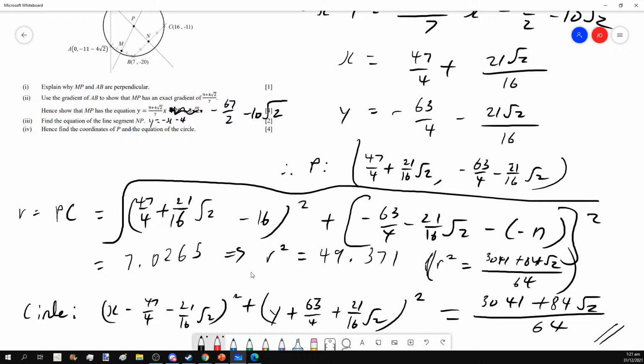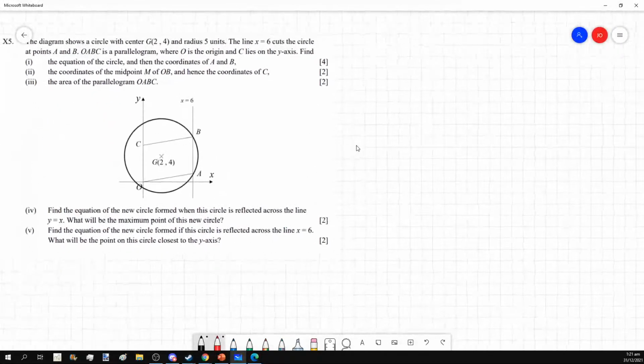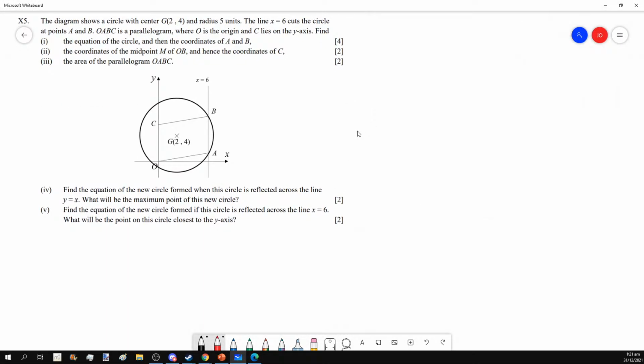Okay, the last problem is also a bit of a difficult one. We have a circle over here with the center of the circle being given to us, 2, 4. They have also very kindly provided the radius, which is 5 units. Now they say that the vertical line x equals 6 cuts the circle at A and B, and afterwards a point C inside the circle and lying on the y-axis is chosen to create the parallelogram OABC.